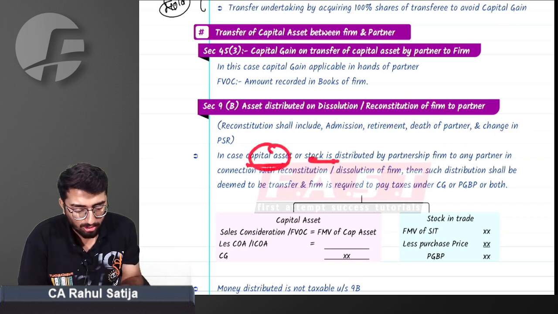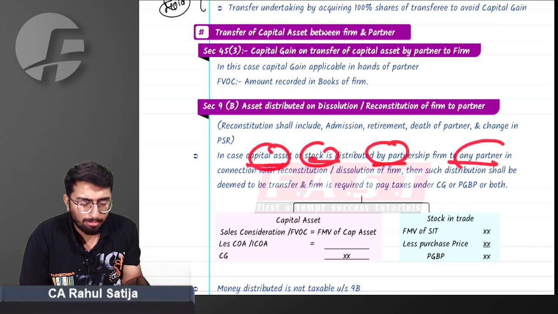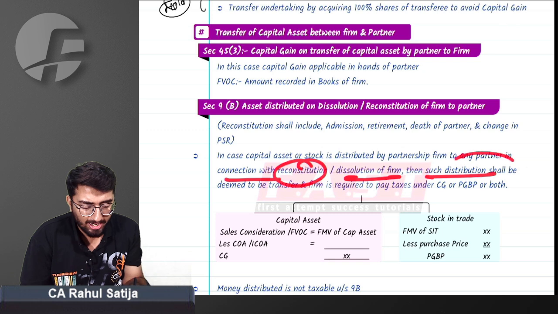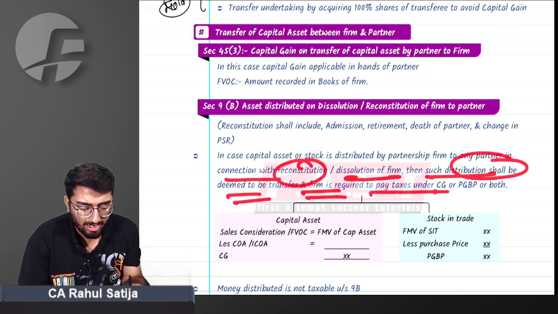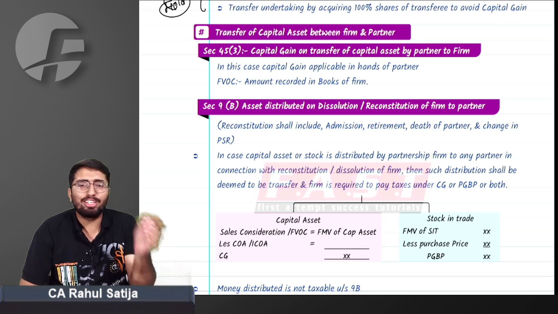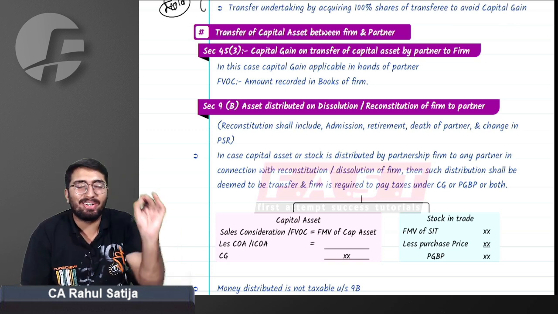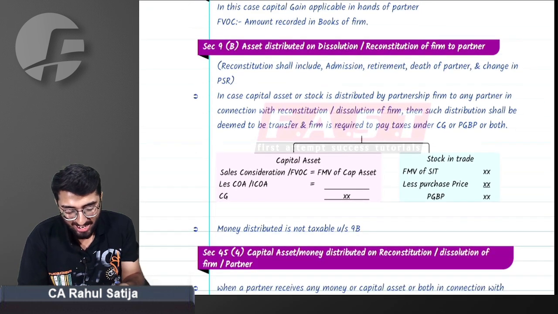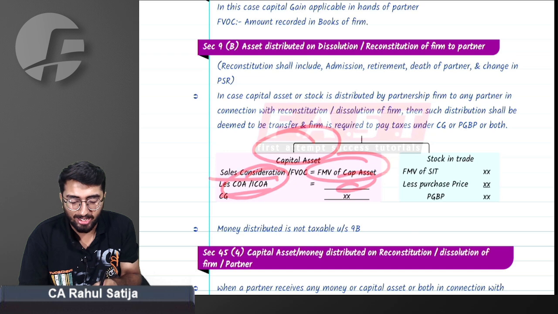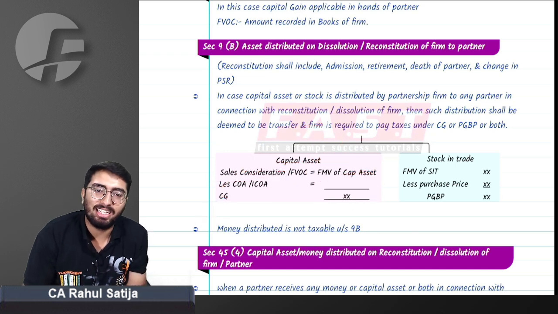In case a capital asset or stock in trade is distributed by the partnership firm to any partner in connection with reconstitution or dissolution of the firm, then the distribution shall be deemed to be a transfer and the firm pays taxes under the head capital gain or PGBP, as if this property were sold to an outsider. Just calculate capital gain and pay taxes to the government. Sales consideration will be FMV, and you have to calculate cost of acquisition and indexed cost of acquisition, and capital gain will arise accordingly.